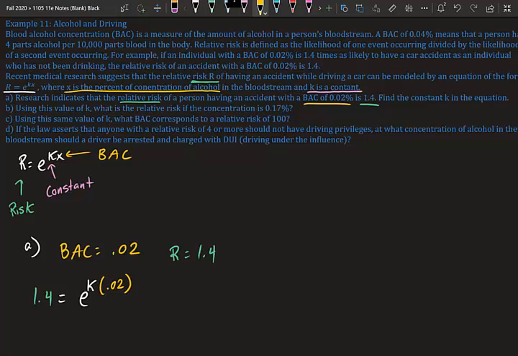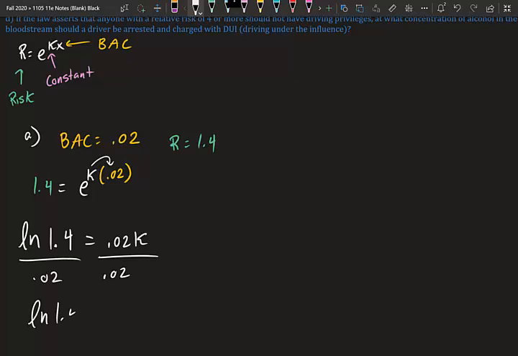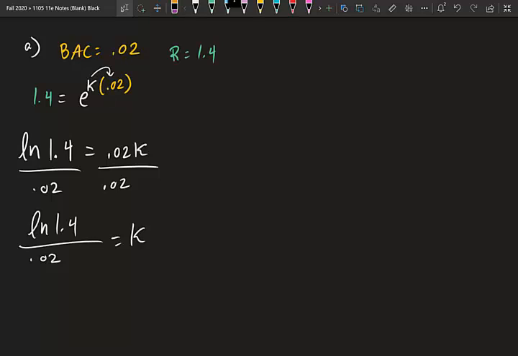Anytime we see e and an equal sign like this, we're going to switch it to a logarithm. So we're going to switch this to ln. So we have ln, that's the given base. The given equals 1.4. And it equals what's left over. So what's left over is technically 0.02k. So we need to solve for k. So I'm going to divide by 0.02. So we have ln 1.4 over 0.02 equals our constant. With our calculator, our constant is about 16.82.